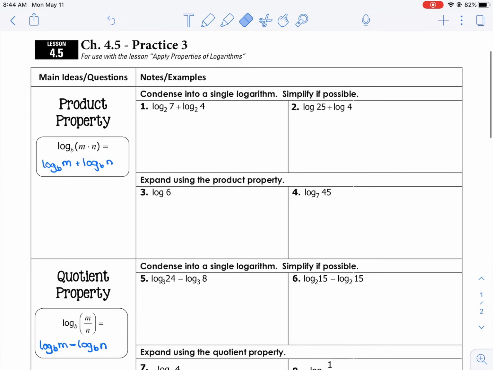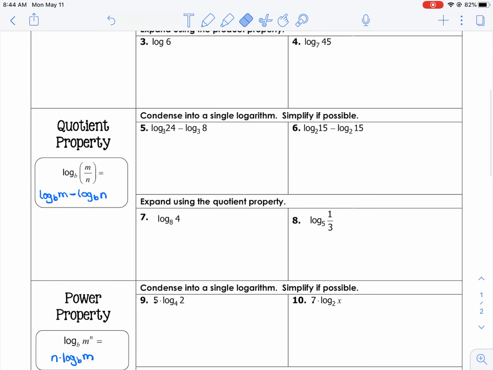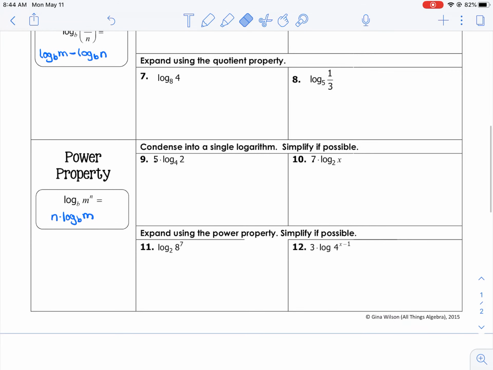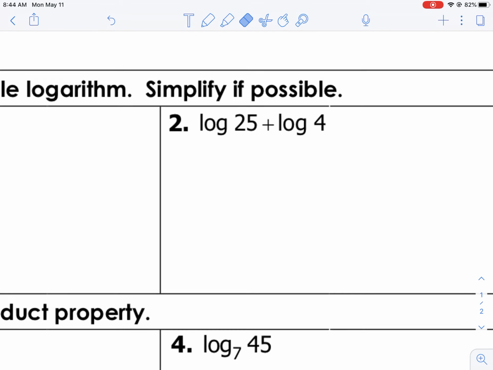So these first 6 problems, you are going to, I'm sorry, that's not true. 1 and 2 you're condensing, 3 and 4 you're expanding, 5 and 6 you're condensing, 7 and 8 you're expanding, 9 and 10 you're condensing, 11 and 12 you're expanding. So you're just going back and forth, back and forth.